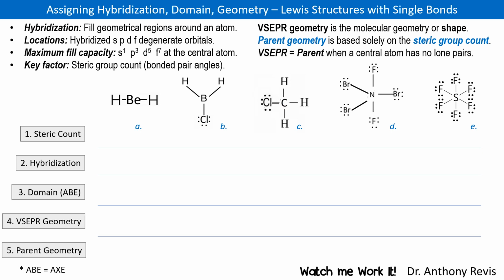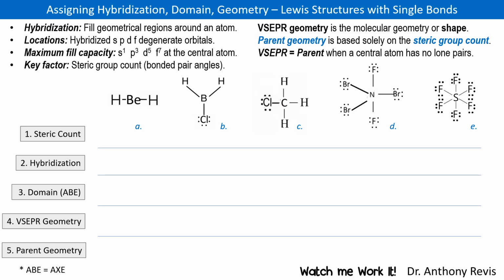The key factor to consider then is the steric group count, what's often called the bonded pair angles when we talk about VSEPR theory. Now, VSEPR geometry is a molecular geometry or shape. That's the one most often meant when someone asks what the shape is. However, there is the parent geometry, and that's based solely on the steric group count. Whatever the steric group count is, we count it, and then we assign the parent geometry. The parent geometry is also occasionally called the base geometry.